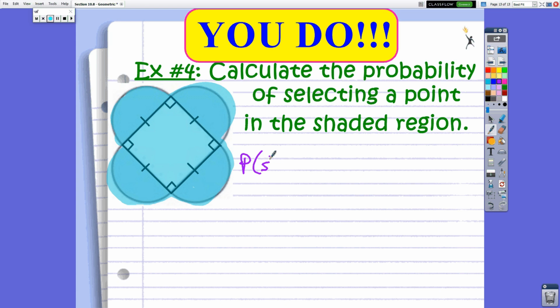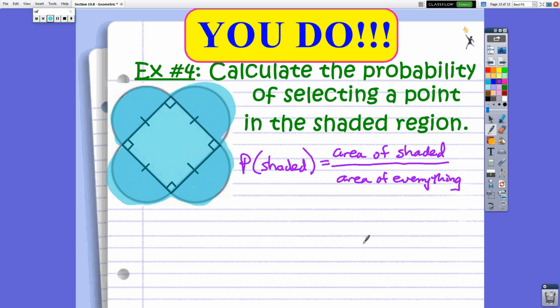If we wanted to find the probability of the shaded region, that's going to be equal to the area of the shaded region divided by the area of everything, the area of all the parts here. So now let's break it down. The area of the shaded part we just said was 4 semicircles. So we got to find the area of 4 semicircles. And you might go, 4 semicircles, couldn't we just call that like 2 full circles? Absolutely. If you want to do that, go ahead.